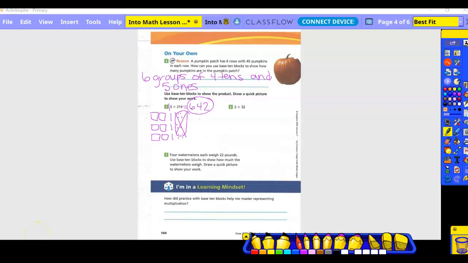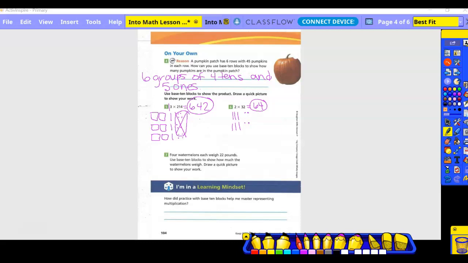Number 6, I have 2 groups of what? 32. So how many longs? 3 longs and 2 small cubes. Can I do the next one? So I need one more group, right? Okay, can I regroup anything? Nope. So how many longs do I have? 6. And how many small cubes do I have? 4. So my answer would be 64.